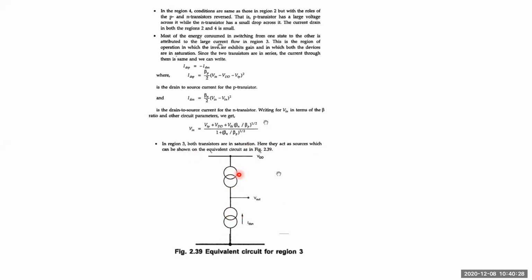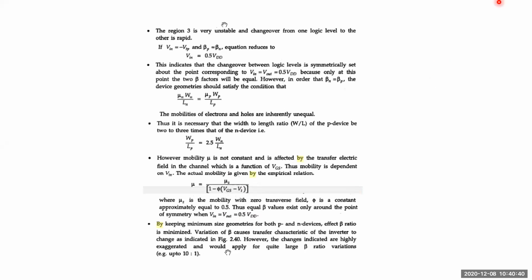And even this one is an important objective question. In region 3, if both the transistors are in saturation, both the transistors are acting as current source elements. And these are the equations regarding that region 3. Whenever it is in the saturation region, both the transistors are acting as current sources, and these are the conditions for the input voltage and output voltage.